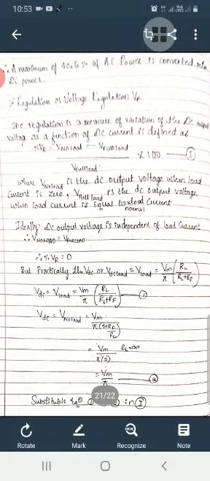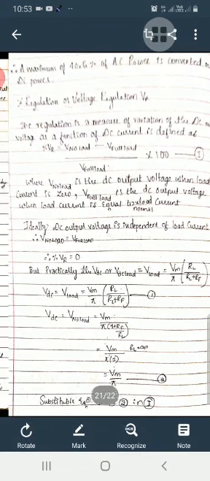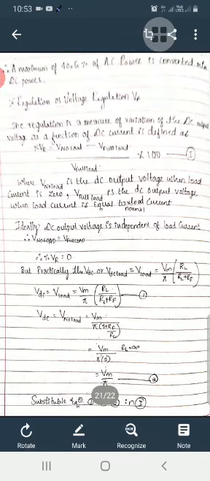Ideally, the DC output voltage is independent of load current. V no load is equal to V full load, so in that ideal case the percentage regulation will be 0. But practically, VDC at load is equal to Vm by pi into RL by RL plus RF, so V load equals Vm by pi into RL by RL plus RF.